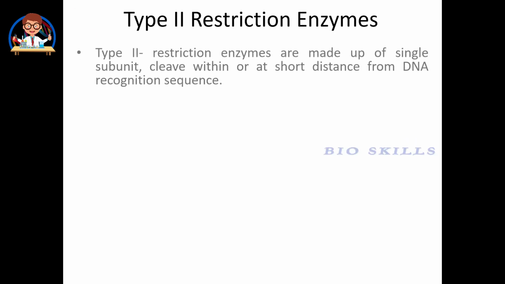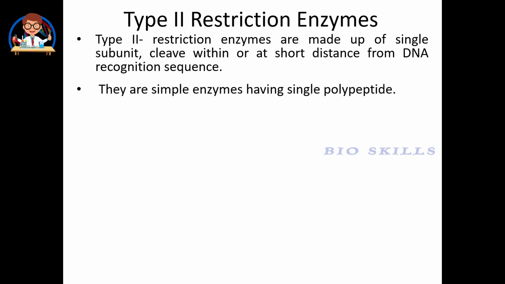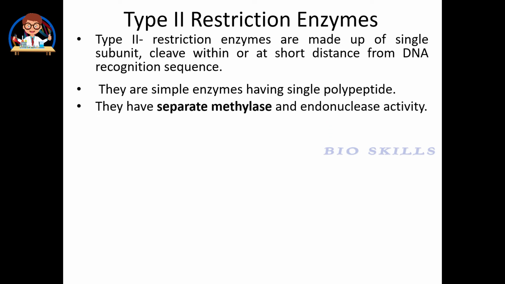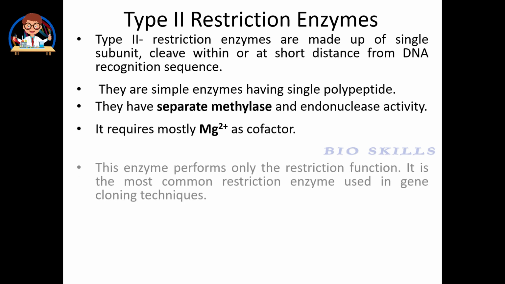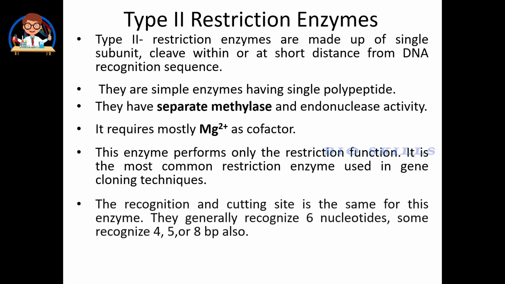Type 2 restriction enzymes. Type 2 restriction enzymes are made up of a single subunit and cleave within or at a short distance from the DNA recognition sequence. They are simple enzymes having a single polypeptide. They have separate methylase and endonuclease activity. They require mostly Mg2+ as cofactor. This enzyme performs only the restriction function. It is the most common restriction enzyme used in gene cloning techniques.